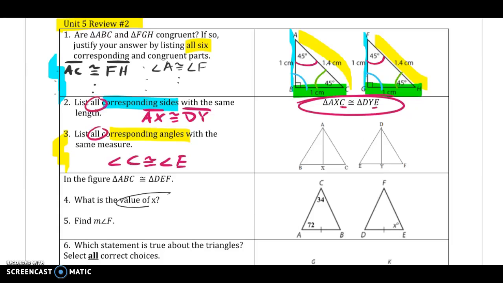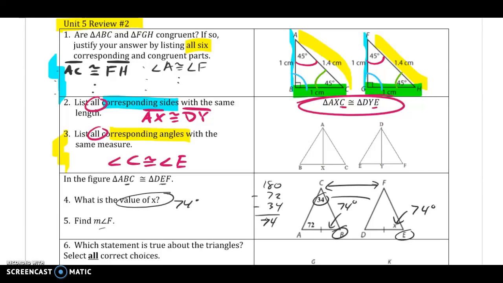Number 4, find the value of X. X is on E, and E is corresponding to B. I need to find out what B is first. You know a triangle is up to 180, so minus this, and minus 34. That gives me 74. Therefore this is 74. So therefore this one is 74. Then it says angle F. F is congruent to C. Therefore it is 34.